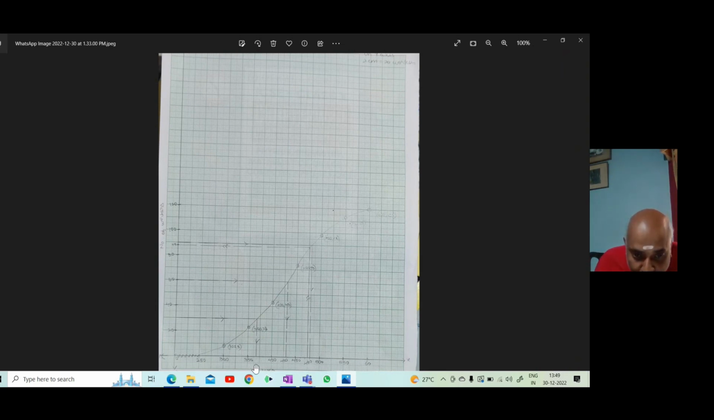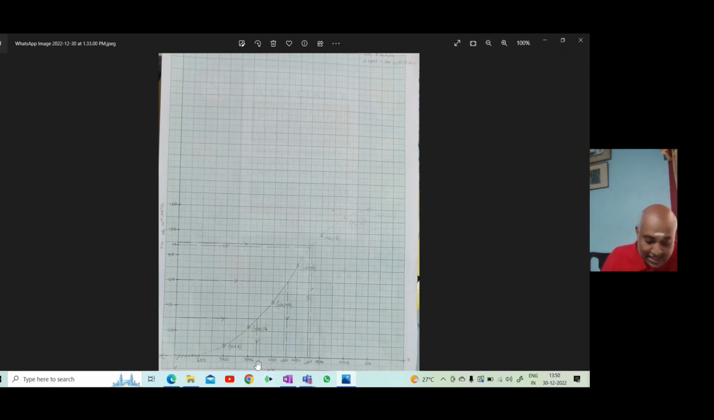So what is the value? From here till here, there are 20 lines. For every 20 lines, it is equal to 50. So 50 divided by 20, every 1 millimeter is actually 2.5. So this is coming 1, 2, 3. So that means this is 7. So 7 into 2.5 is 17.5, plus 350.